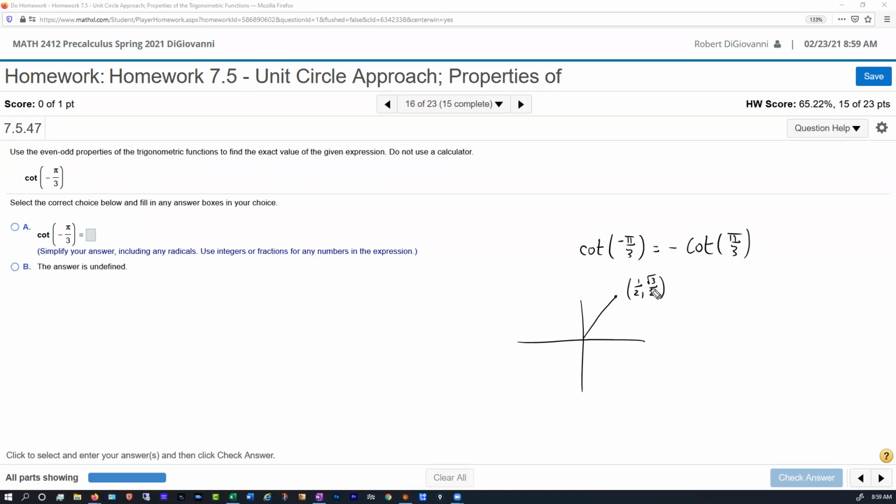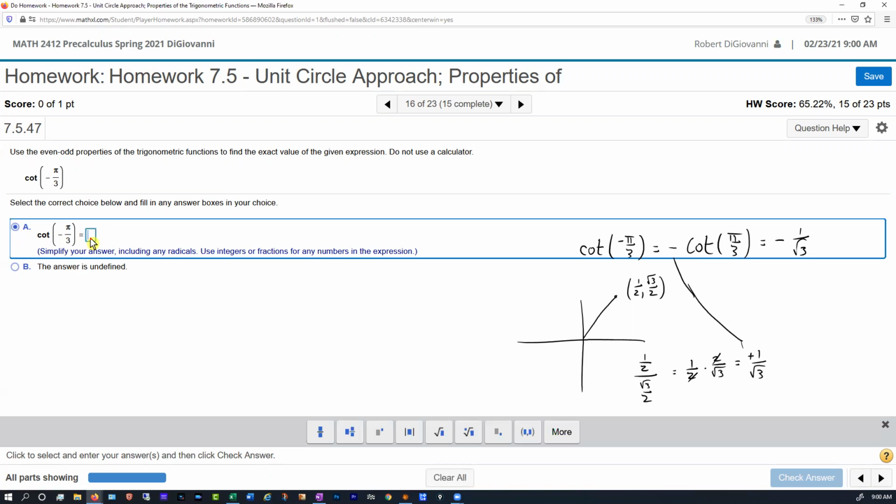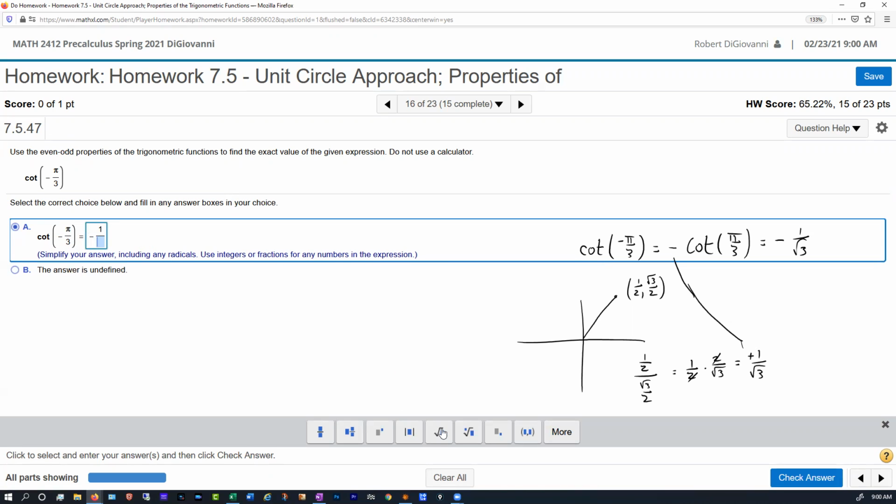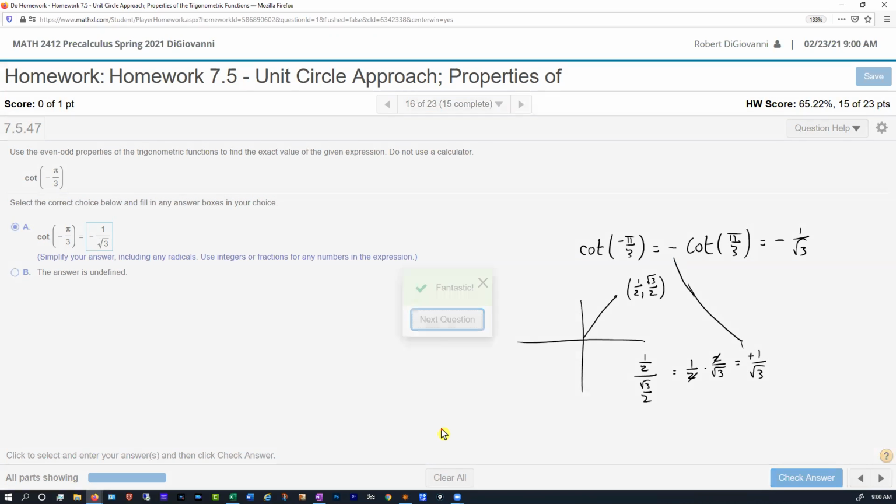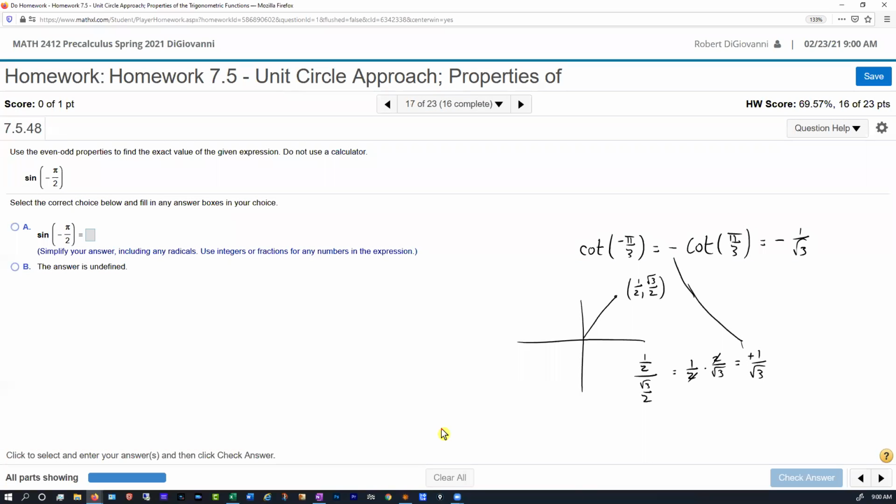Now tangent is the y over the x. So here, since we're doing cotangent, it'll be the x over the y. And that's the same as the x multiplied by the reciprocal of the y. 2's cancel, we should just get 1 over... oops, I was thinking ahead here, that negative there. So this is actually positive, but we're going to move it up here and it's going to become negative 1 over root 3. All right, let's try that. Negative 1 over the square root of 3. All right. Okay, same thing.